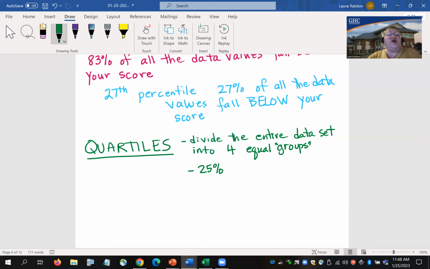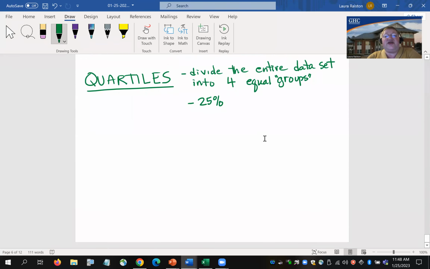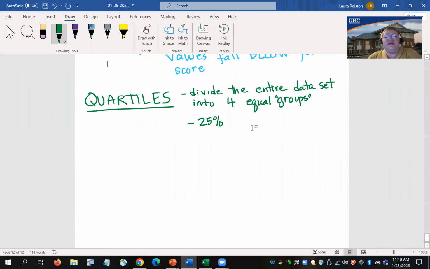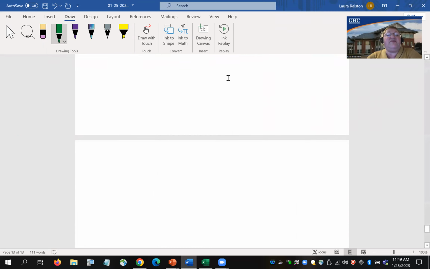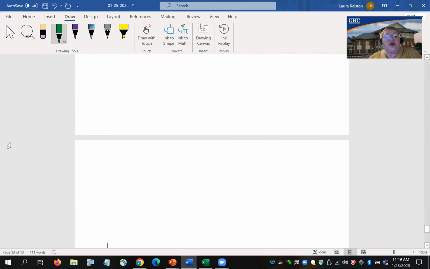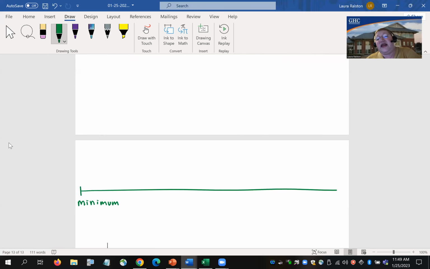So let me scroll down and make some space here and try to draw you a picture. Okay, so if I took my data set and I put it in order so that I have my minimum value, and then I line them up on the number line in order to the maximum.